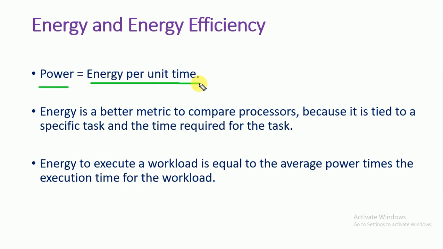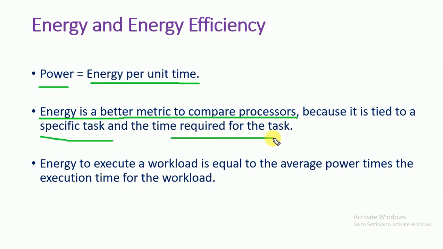There will be a number of tasks being performed simultaneously, and each task will take its own energy, utilizing energy based on the power acquired. So energy will be utilized by different devices and different tasks. The total energy utilized per unit time can be considered the power requirement for that particular system. Energy is usually used as a better metric to compare processors, the energy consumption of a particular processor, because it is tied to a specific task and the time required for the task.